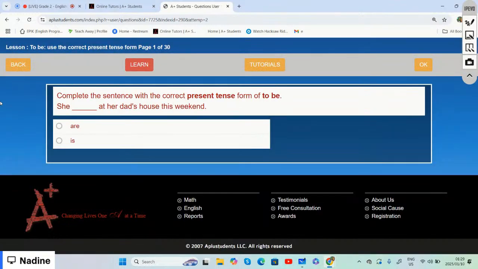All right, so we're going on to our test and we have to complete the sentence with the correct present tense form of to be, right? It says we need to choose one of the correct present tense forms of to be and basically complete the sentence. It says she, do we say she are or she is at her dad's house this weekend? So she are option one or she is at her dad's house this weekend. We need to choose the correct answer.